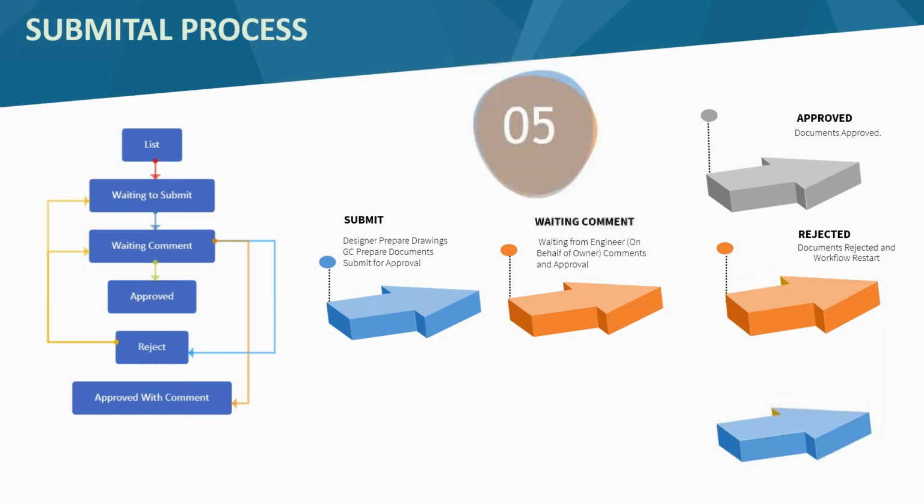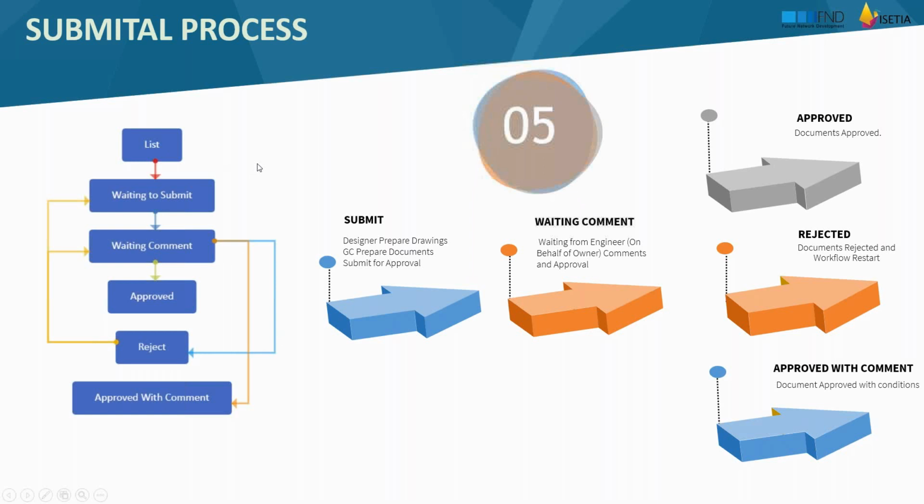We can also have another status, where sometimes a document is approved but with conditions. We call it approved with comments, and this kind of status can happen. If we make the digital process, we can have it here: waiting to submit, then submit, waiting comment, approved. If it is rejected, we restart from the beginning.